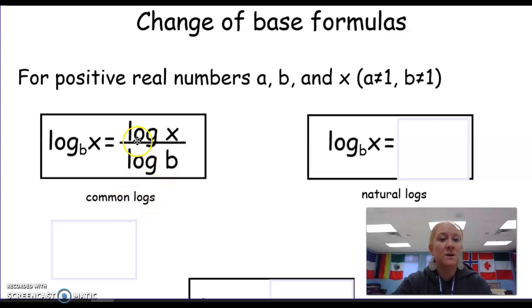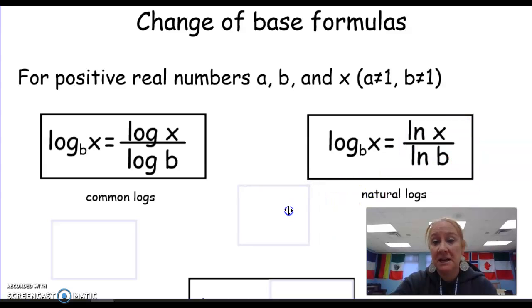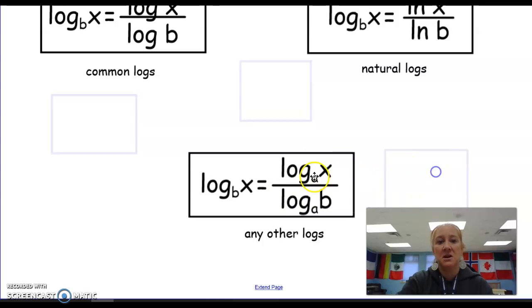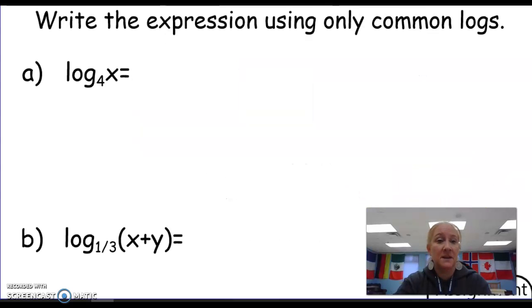Well, what if I didn't want to write log? What if I wanted to just do it with natural log, so I could just write ln? Oh, you could do that too, as long as you do log and log, natural log, natural log. And if you just were cantankerous that day and you're like, well, I want to do it some other log. Okay, doesn't matter what the base is, as long as you have this number on the top and the base on the bottom. So let's go through and do that a couple of times.